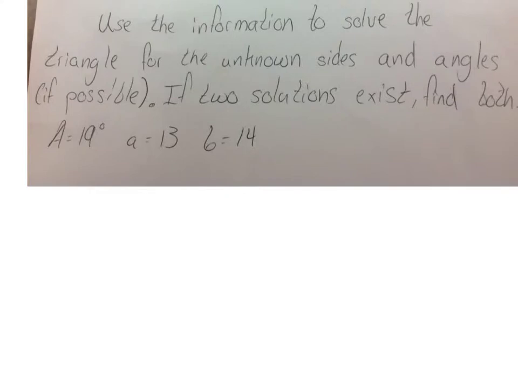Example 1 says, use the information to solve the triangle for the unknown sides and angles if possible. If two solutions exist, find both. A equals 19 degrees, a equals 13, and b equals 14. We can draw a triangle to represent this as so.